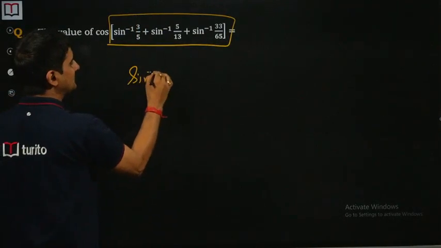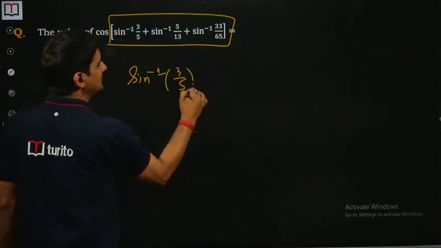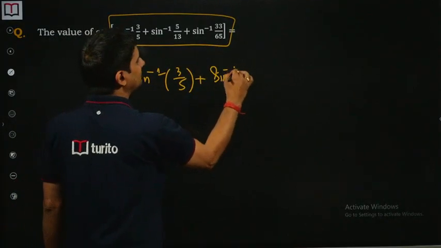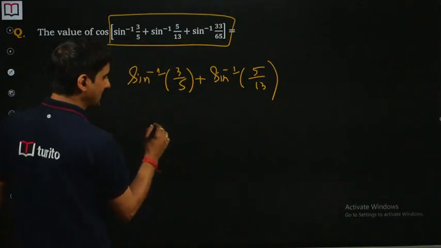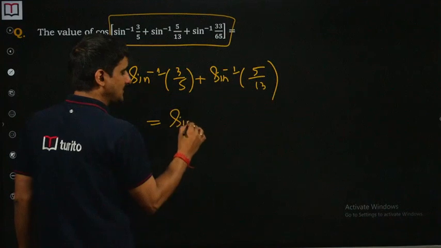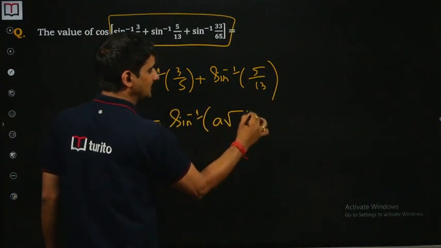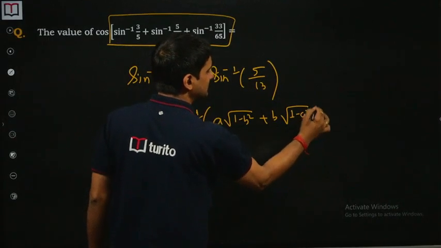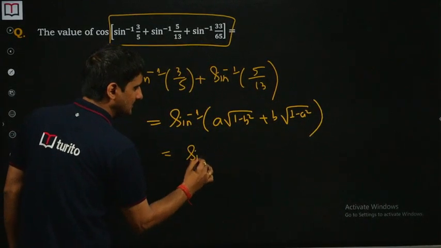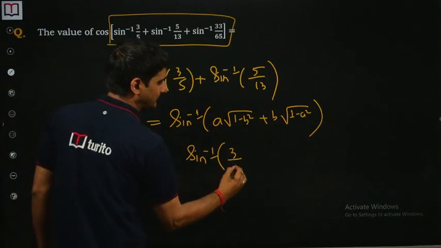Now sine inverse of 3 by 5 plus sine inverse of 5 by 13. Now we know sine inverse of A plus sine inverse of B is sine inverse of A into under root of 1 minus B square plus B into under root of 1 minus A square. So it's sine inverse of A, 3 by 5.